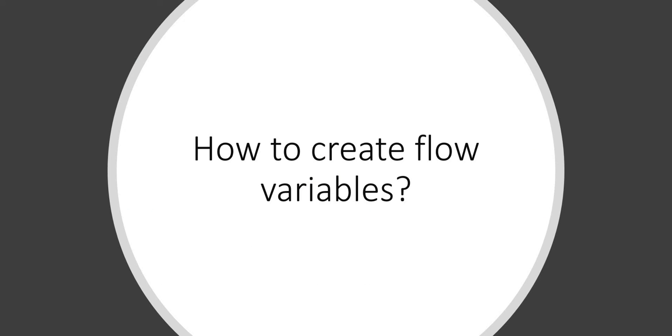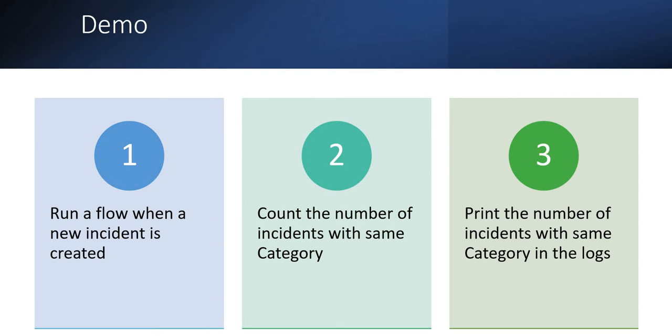Next is how to create variables. For that I will show you a demo where we will be using flow variables for an example. In the demo we would be creating a flow through flow designer where we will be running it when an incident is created. And in the next step, we would be counting the number of incidents with the same category. So if an incident is raised with a certain category, we would count the number of incidents with the same category in the incident table. And then we will be printing the number of incidents with the same category in the logs table. So it's just a straightforward example.